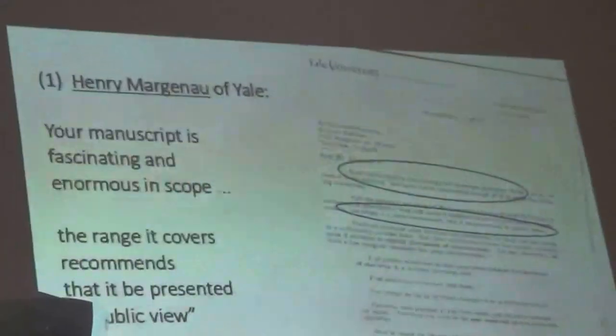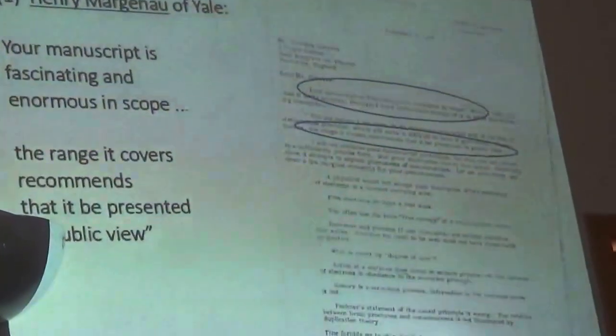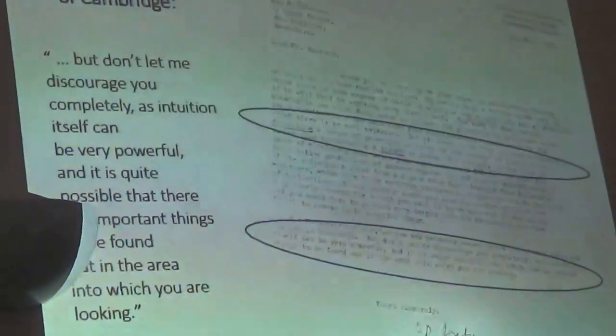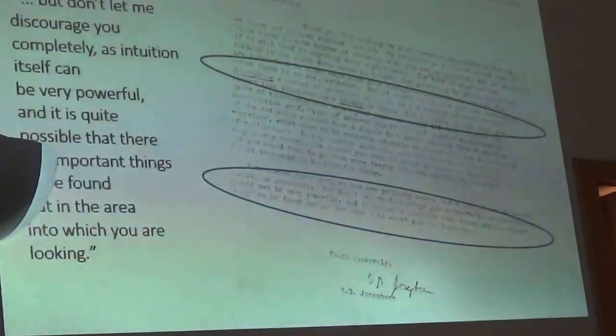So he then got one from, these are the people he sent it to, Henry Margenau of Yale, who said a lot of rude things at the bottom, but at the top, your manuscript's fascinating and enormous in scope. The range it covers recommended it to be presented to public view. He sent it to Josephson, the one who got the Nobel Prize, who also pointed out exactly what's wrong with his initial presentation. It's all there. Those of you who've got it on paper can see. I can give it to you on paper or send it by PDF. We have it on the website.